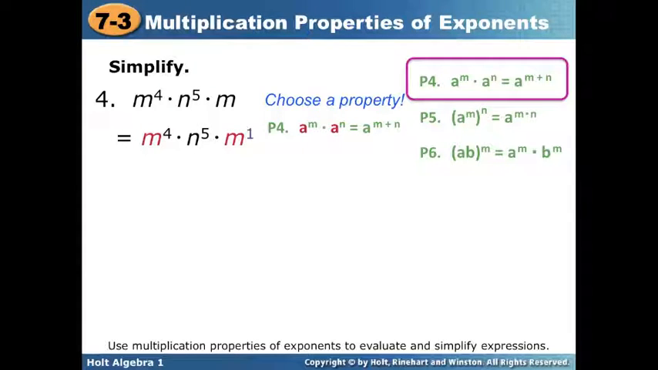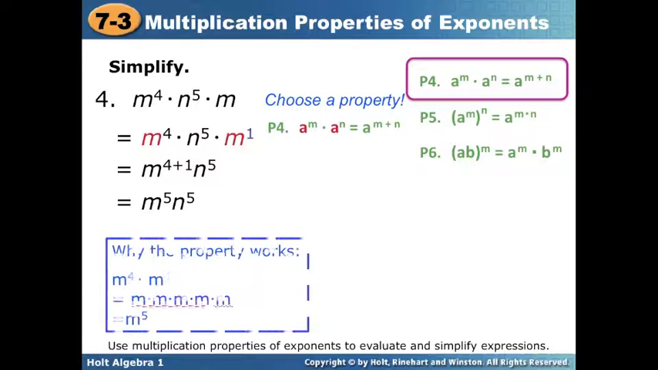So here we have m to the 4th and m to the 1st. There's an understood exponent of 1. So add those exponents and we get m to the 5th. So m to the 5th, n to the 5th is our final answer. Again, using repeated multiplication, we can see how this property works.